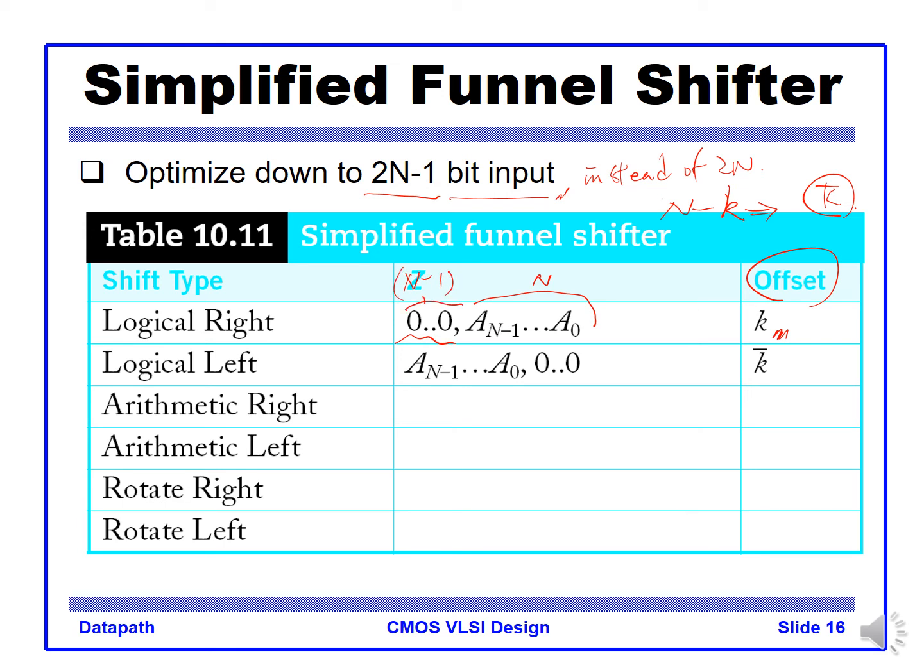In this case, by offset, we can select the input bit, right? For k equals 0 we select this, and for k equals 1 we select the other one, like this, 1 bit left, right? For the logical left, we place the n bit to the left, and another 0 becomes n minus 1. In this case, k bar is there.